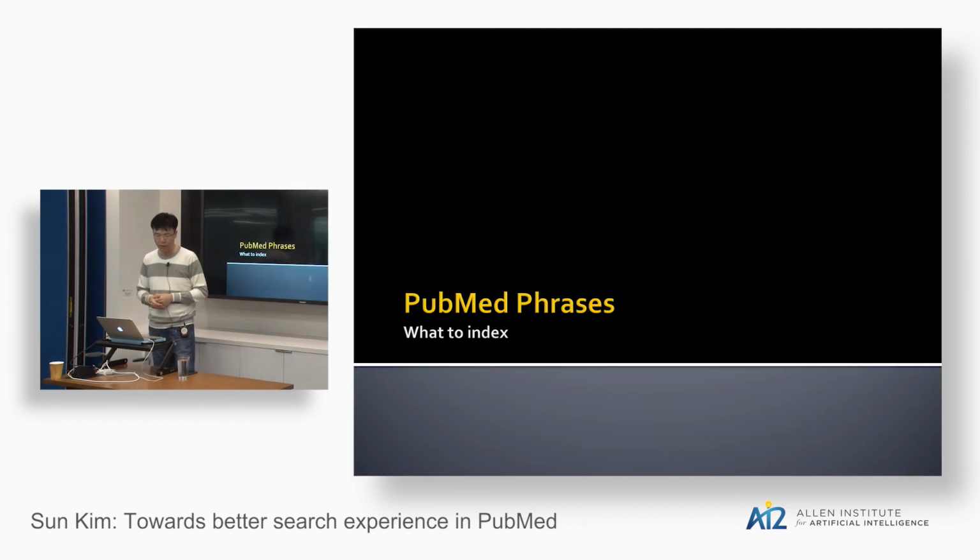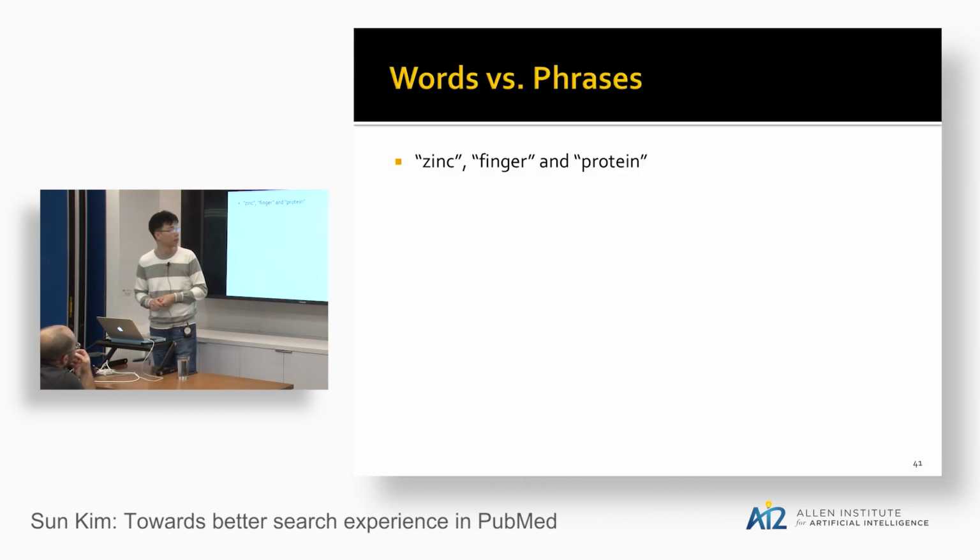Okay, wrapping up the document ranking, now I move on to the what-to-index problem. It's words versus phrases. Let's see this first example. Zinc, finger, and protein have all different meanings individually. But when they are used together, they form a very specific meaning. So it's a very specific protein.